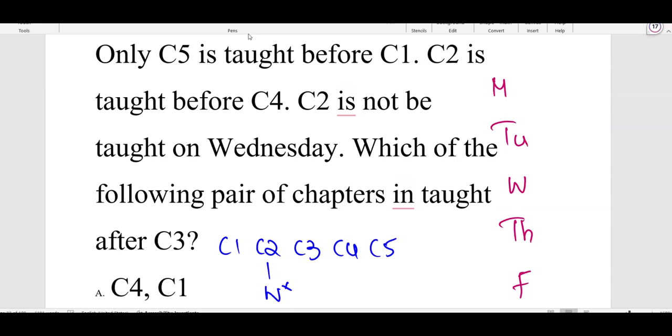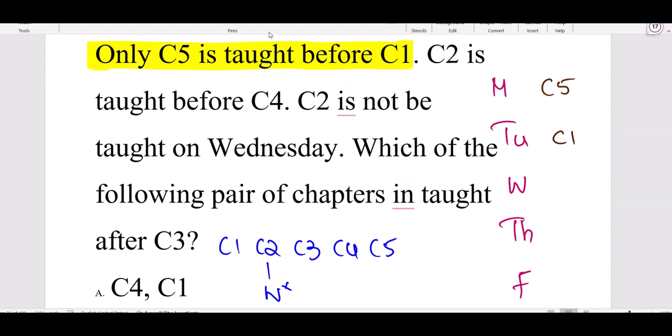Which of the following pairs of chapters is taught after C3? Only C5, I think this is the important point required. Only C5 is taught before C1. Means C5 is the first one, C1 is next. Indirectly, Monday is C5, Tuesday is C1. Only C5 is taught before C1. Clear. So with that we can close.